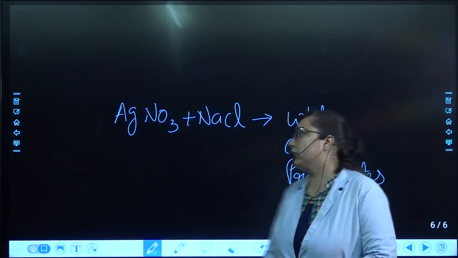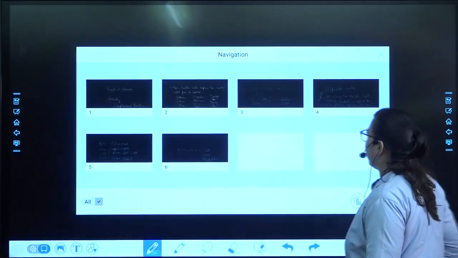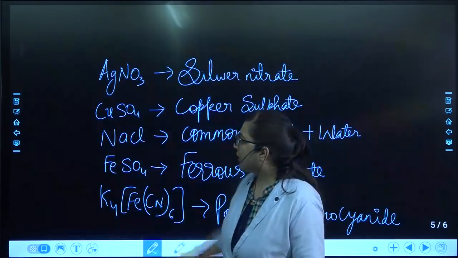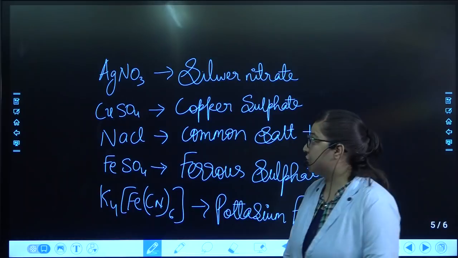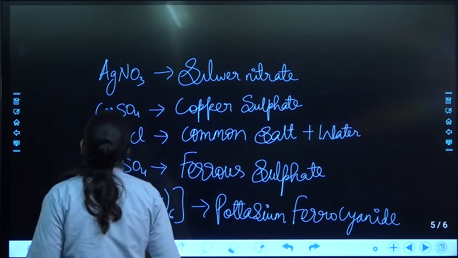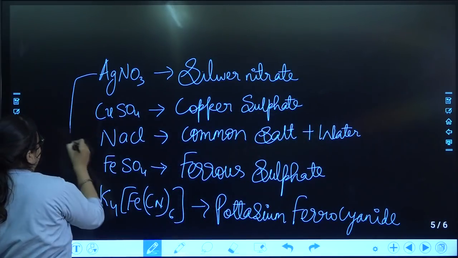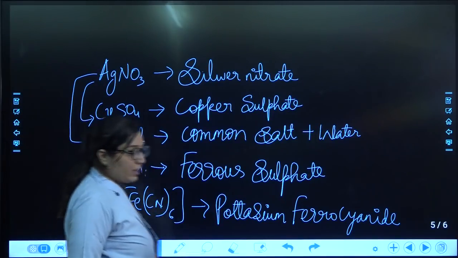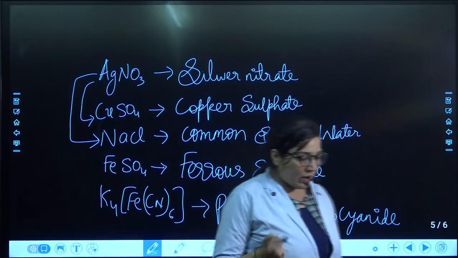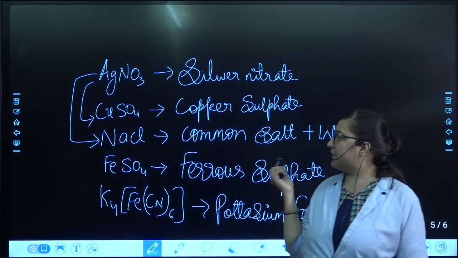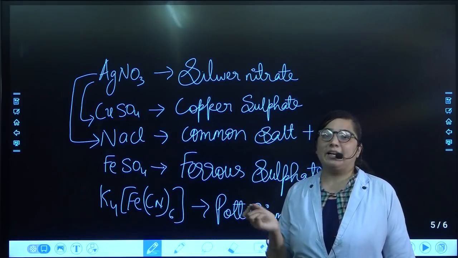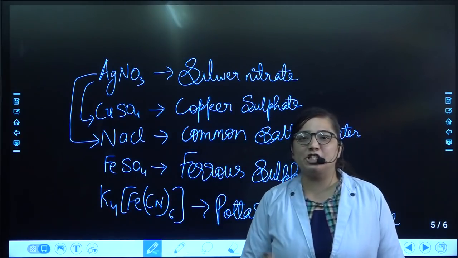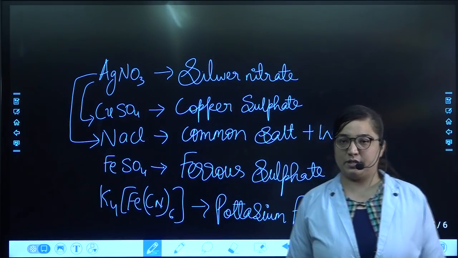Let us move further on to the next particular reaction. First we did this, AgNO3 with NaCl. Now we'll do this, AgNO3 with CuSO4. When AgNO3 is mixed with CuSO4, at that time you get light bluish colored precipitate.